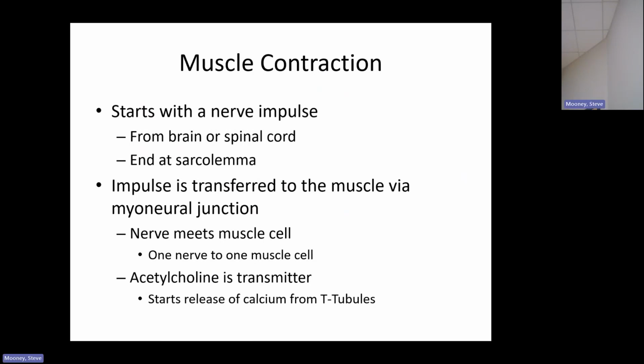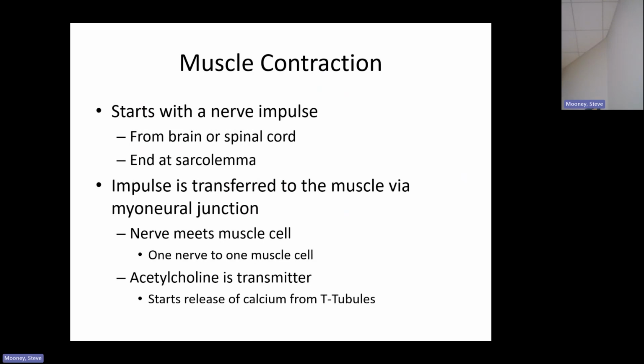yes, they're set at birth because we can't be rewiring every time we do stuff. We need the nervous system and the muscle system to work together. And we talked about acetylcholine being the transmitter.